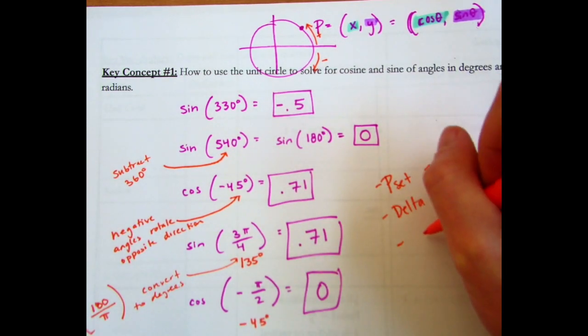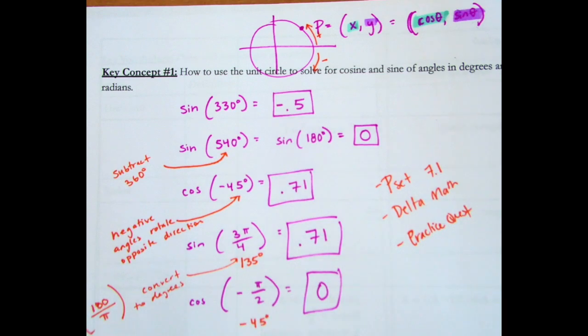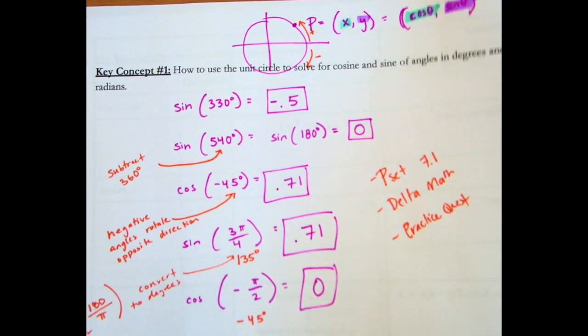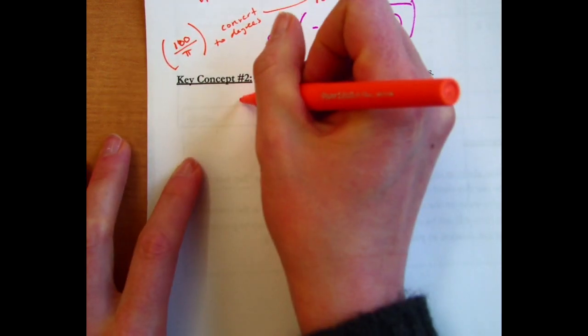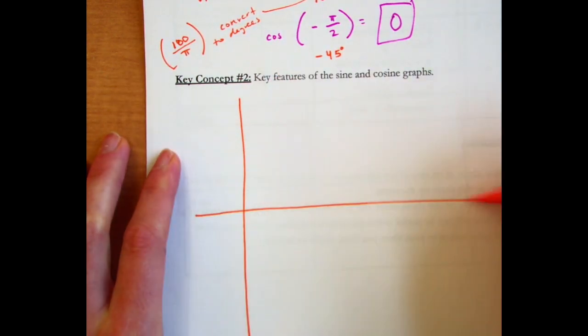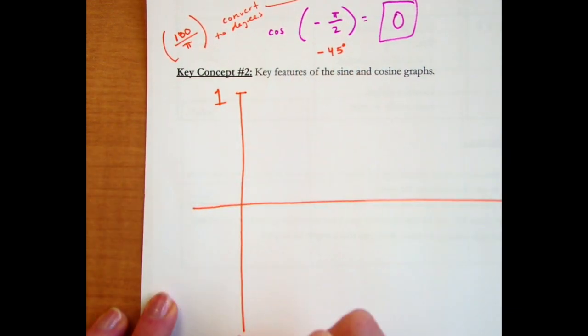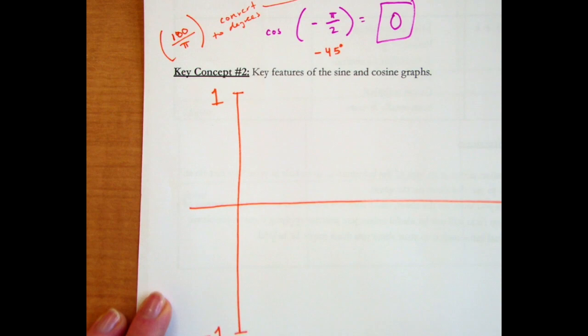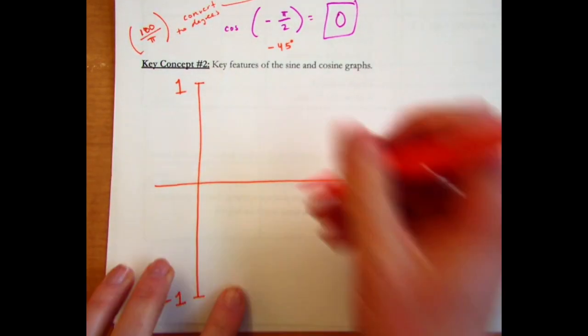Okay, so next is key concept number 2. Key features of the sine and cosine graph. We're actually just going to graph sine and cosine. Sine and cosine never go above +1 or below -1. And we're going to label the x-axis as 90, 180, 270, 360 degrees.